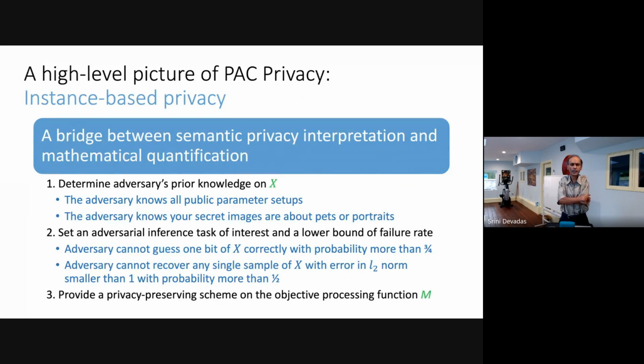And maybe the task is the adversary cannot guess even one bit of your secret key with probability more than yada, yada, yada. Or there's an L2 norm criterion for reconstruction, and the error in the L2 norm is going to be greater than this failure rate. It could be 1/2, it could be 3/4, or what have you. And once we specify that, we want a privacy preserving scheme on this particular processing function M, right? So this seems pretty abstract because I've really talked about everything symbolically, but we're going to eventually end with concrete examples. But now we have to really get into trying to specify each of the things that you see in the slide more precisely, mathematically.